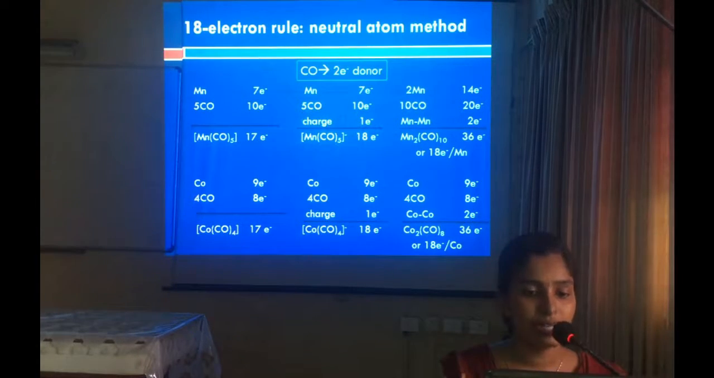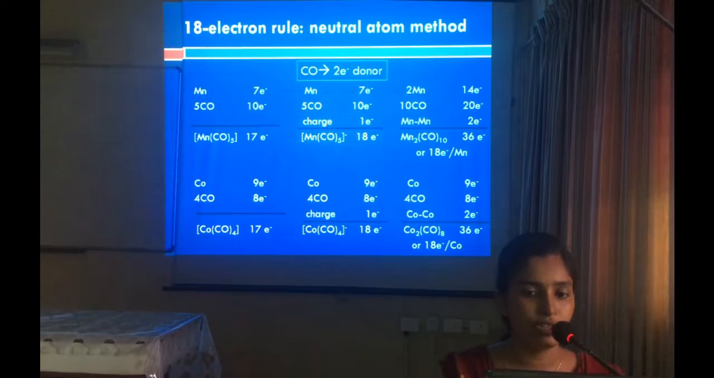And another one is a dimer complex, that is Mn2(CO)10. This is a stable complex. We can see that here there are 2 manganese atoms, and each manganese will donate 7 electrons, so it will be 14 electrons. And each carbonyl donates 2 electrons, and there are 10 carbonyls, so 20 electrons. And apart from this, it has a metal-metal bond, and each metal-metal bond donates 2 electrons to the total electron count. Here the Mn-Mn bond is a single bond, so only 2 electrons.